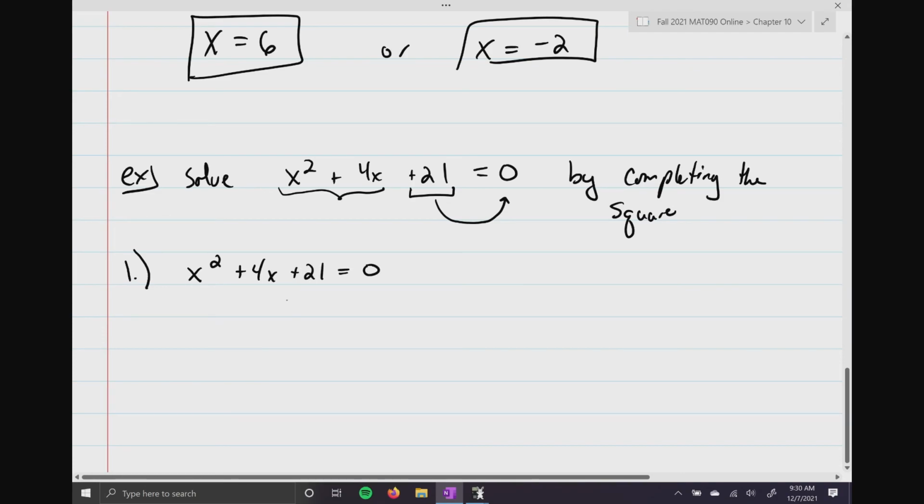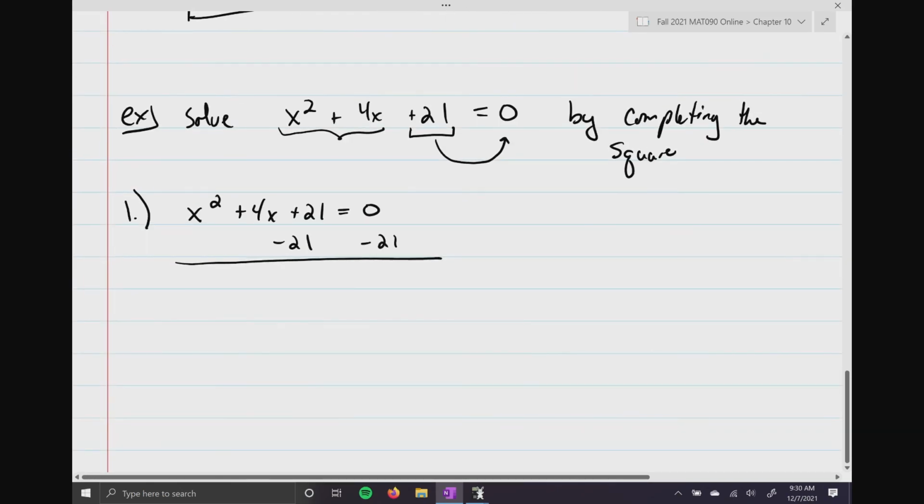And then I'm just going to subtract 21 from both sides. Okay? That's going to give me x squared plus 4x, remember, leave a space, minus 21. Now, step 2, we take that b coefficient, in this case it's going to be a 4, we divide it by 2, and circle it.